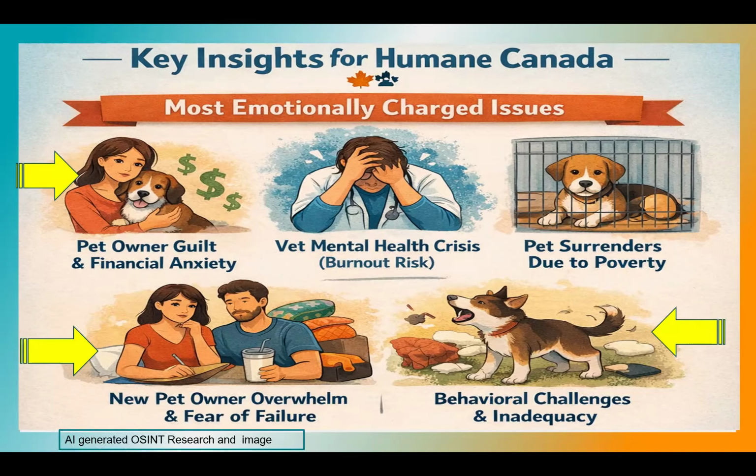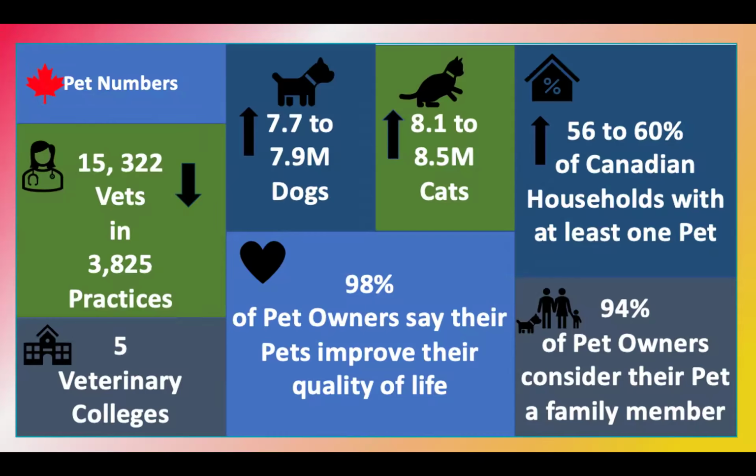And of these 5 top ones, these 3, pet owner guilt and financial anxiety, new pet owner overwhelm and fear of failure, and behavioral challenges and inadequacy, are very often aligned to mistakes due to lack of knowledge on the part of the pet owners. Those are some of the challenges we know are there.